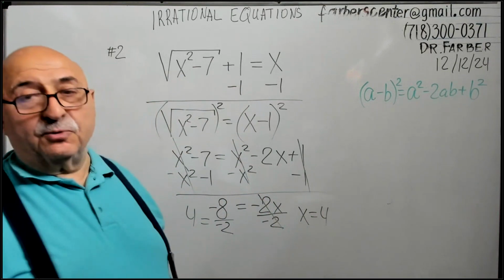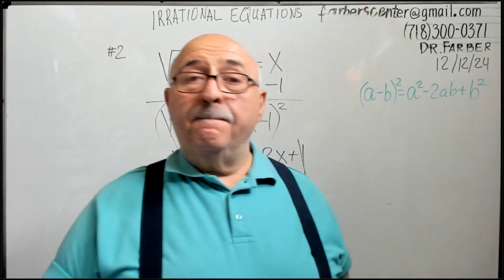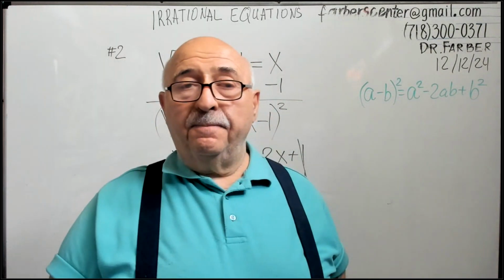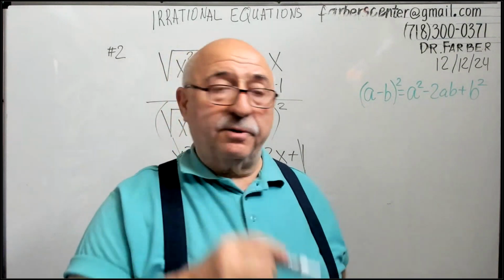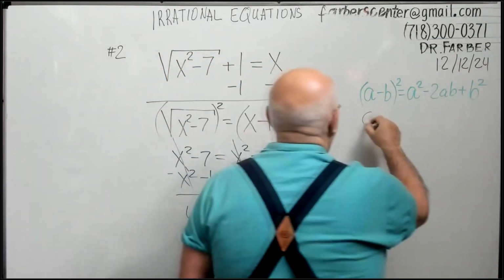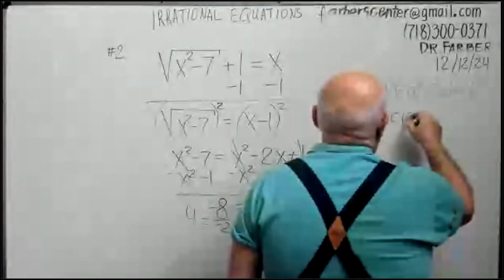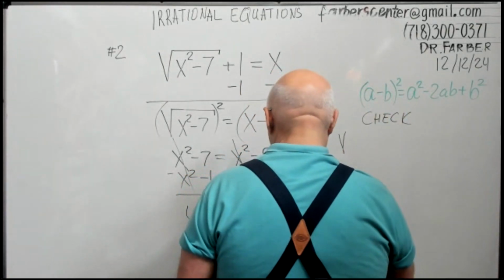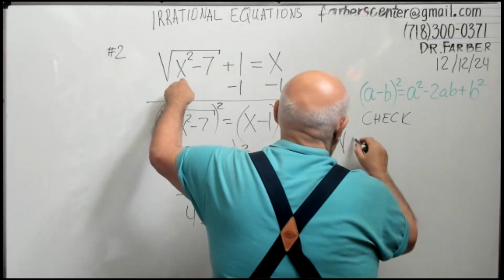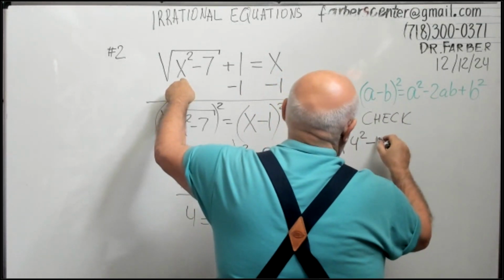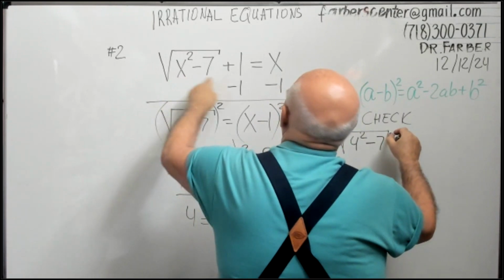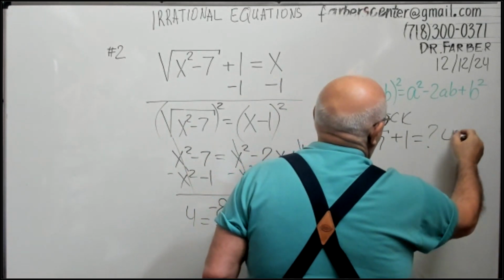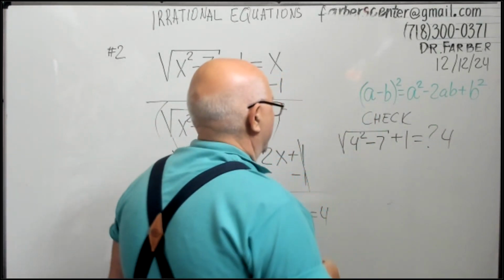What is the next step, students? Help me. Can I put a check mark? No, I have to check. Check for extraneous solutions. Square root of 4 to the second minus 7 plus 1. Is it equals to 4? I don't know.